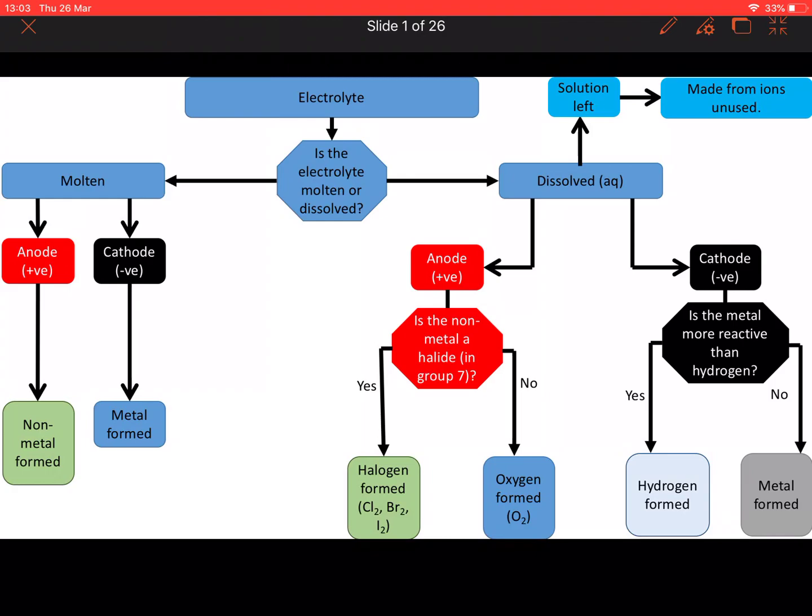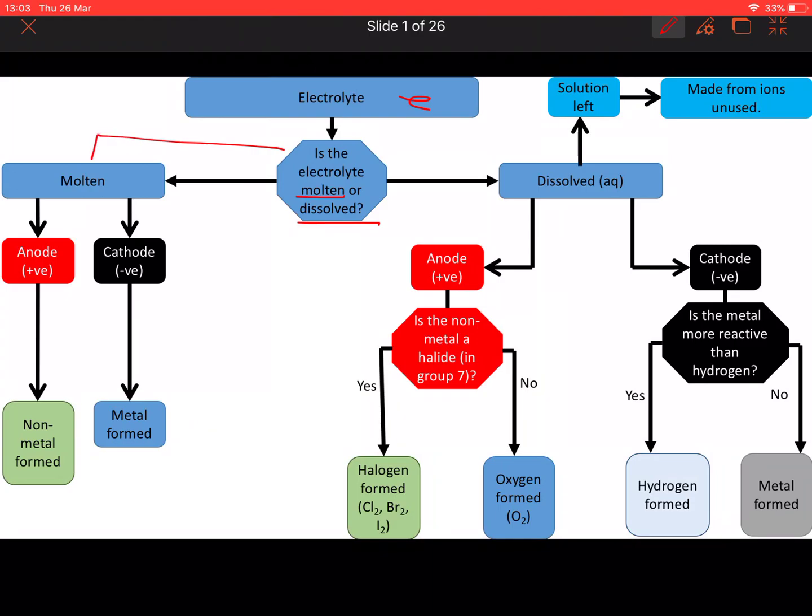If you have been struggling with electrolysis, especially for the required practical, I've made a flowchart to help you decide what products you are going to make and a little bit about why. So at the top we have our electrolyte. That's our substance that is having the electricity pass through it. We then need to decide whether it is molten or if it's dissolved.